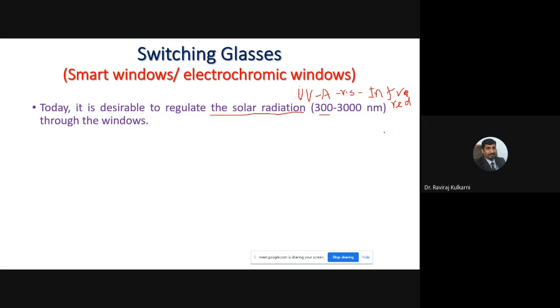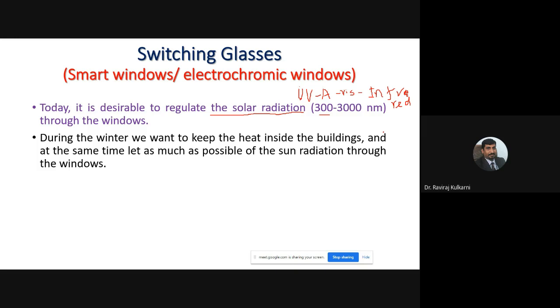So we get all these three kinds of radiation from sunlight. Solar radiation consists of UVA, visible, and infrared light, through our windows, and we want to regulate it. Whenever we don't want sunlight, we just have to stop it. During summer season, we don't want sunlight to enter. During winter season, we want to keep the heat inside. We want to heat the inside of the building. At the same time, as much sunlight as possible should enter the building through the windows in the winter.